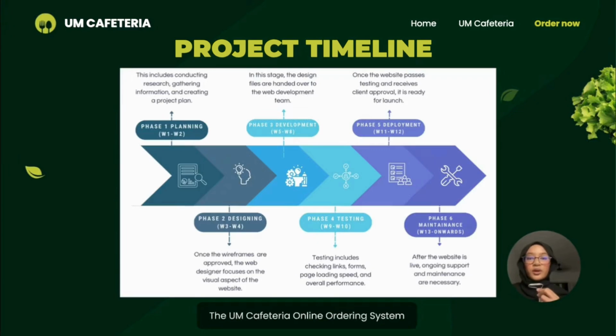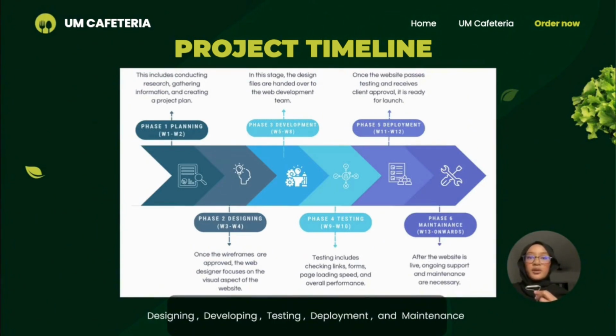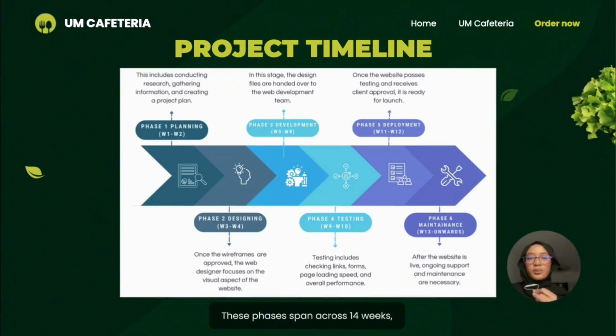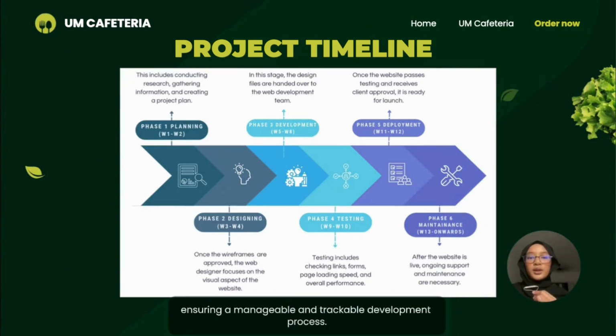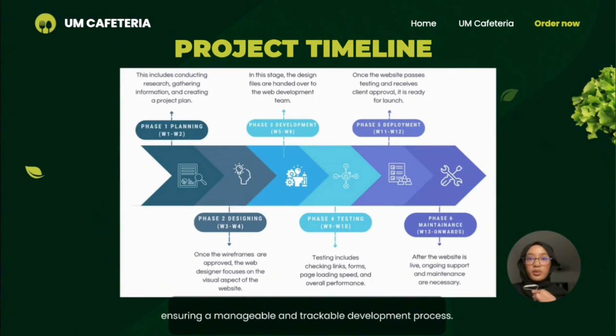The cafeteria online ordering system project is structured into 6 major phases. The first phase will be planning, followed by designing, developing, testing, deployment, and then maintenance. The phases span about 14 weeks, ensuring a manageable and trackable development process.